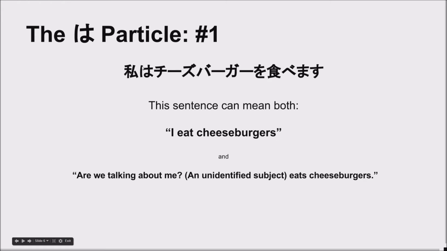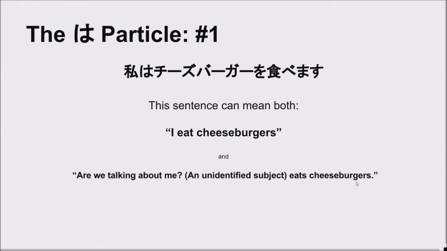So he's the subject. Notice how we didn't use the ga particle. We can use the wa instead of the ga. It has a slightly different meaning. So what I was trying to point out is this sentence can mean both I eat cheeseburgers and, are we talking about me? An unidentified subject eats cheeseburgers.